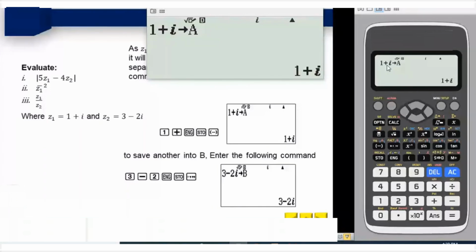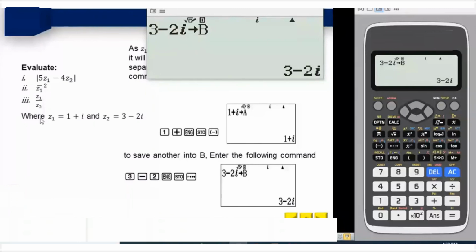Got my point? I will now store Z2. Z2 is 3 minus 2 iota. So I will write 3 minus 2 iota, I will press STO and I will press B. The red B is this. So 3 minus 2 iota is now B. So now I have A and B stored into the calculator. Why did I do that? Because I will be using A and B multiple times in this question.